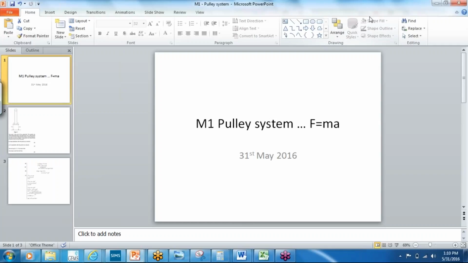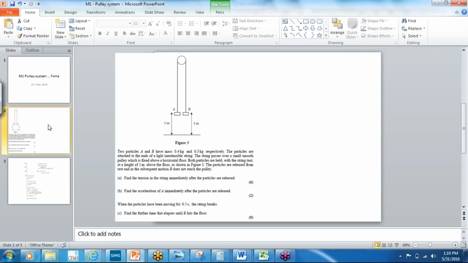This question is to do with a pulley system using the force equals MA formula. There are a few parts to it: one part where the system is together, and a second part where the system breaks apart. So let's have a look at this question.